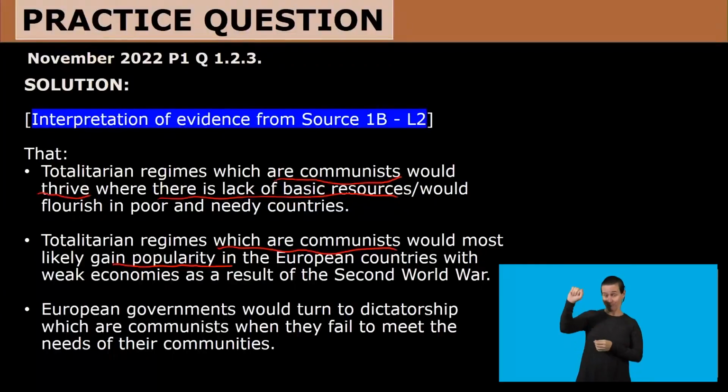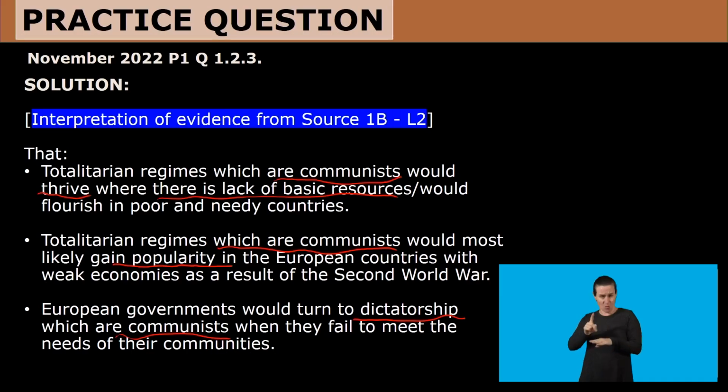Or another possible response that you could give there is European governments would turn to dictatorship. So that word dictatorship is also very important because it tells you that the Soviet Union was going to install dictatorships, which are communist. So you can see again, for the third time, the words which are communist are included there because that was in the question itself. When they fail to meet the needs of their communities.